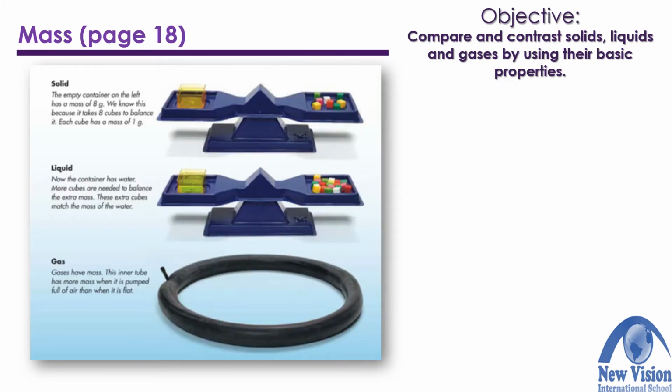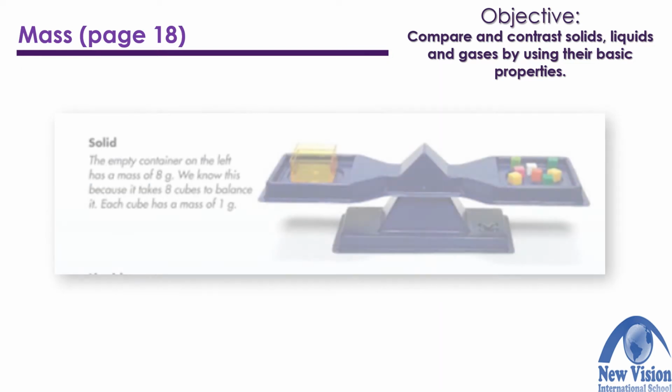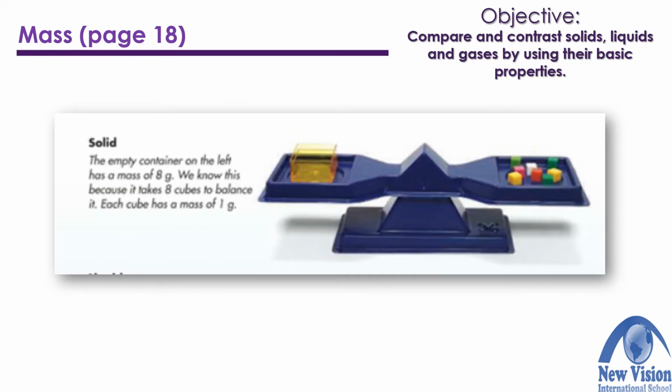In order to find the mass of an object, we can use a balance. We can place an object on one side of the balance, and on the other side, we can place objects of known mass, such as gram cubes. The empty container on the left has a mass of 8 grams. We know this because it takes 8 cubes to balance it.